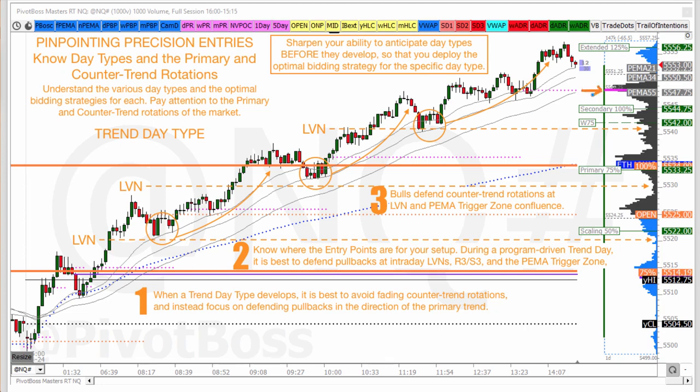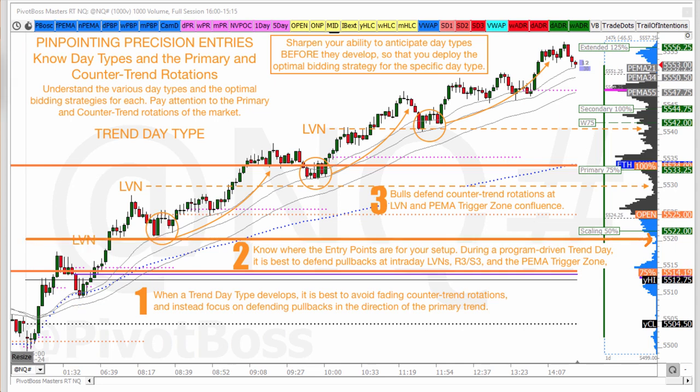Value's here. It was here, it was here, it was down there, perhaps down here, right? Value continued to shift up throughout the day. And by the end of the day, was there really any consensus of value? No. Value is created by a balanced profile, a D-shaped profile. And instead, we got an I-shaped imbalanced profile. So the optimal bidding strategy in that type of market is to defend the LVNs on the counter trend rotations.